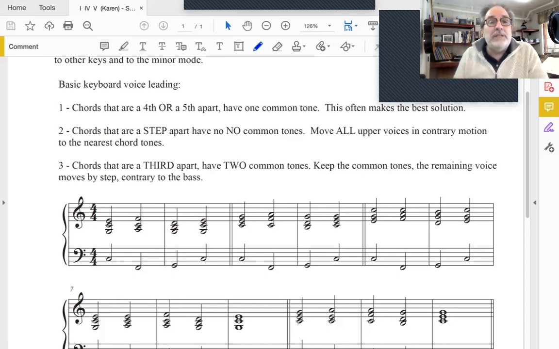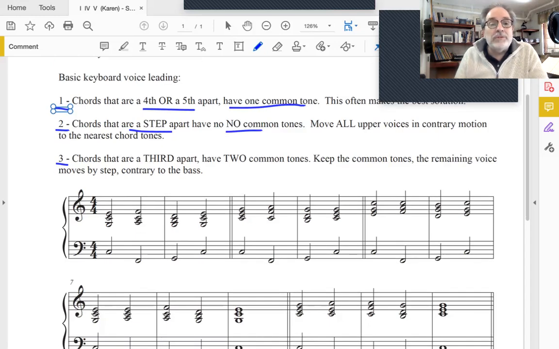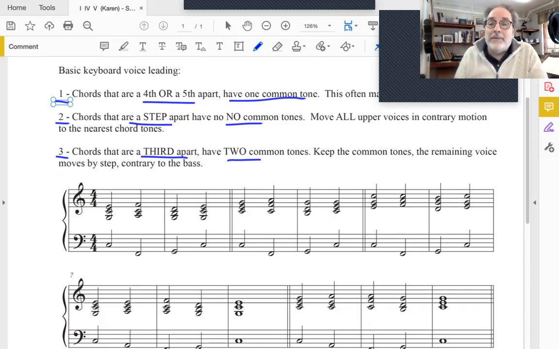The things that you need to remember are these 3 rules. They're not rules, but they're things that happen an awful lot. When chords have a root that are a 4th or a 5th apart, they're the same thing. A 4th up is the same note as a 5th down. They'll have one common tone. And when the chords are a step apart, there are no common tones. And when the chords are a 3rd apart, they have 2 common tones.